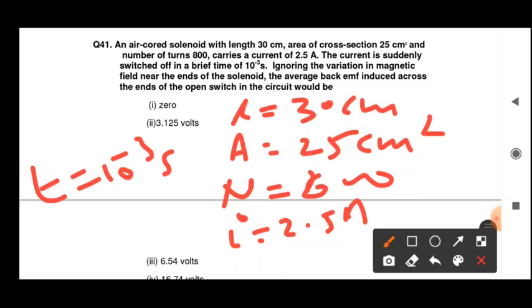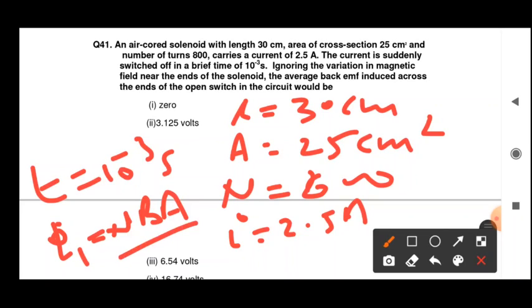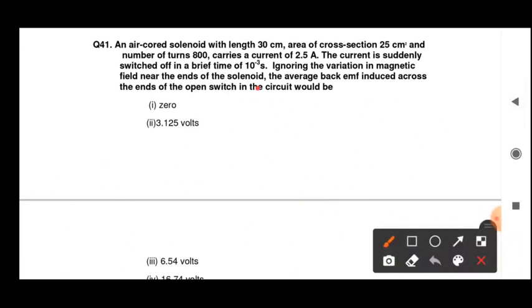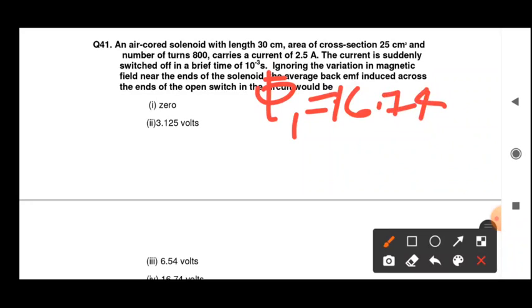So the initial flux, suppose that is phi 1, is equal to NBA, where N is the number of turns and B is the magnetic field. In the case of a solenoid, the magnetic field is given by mu 0 N I by L. So you can use the formula here to find out the value of flux. Then phi 1 can be obtained as, I am directly writing the value, just solve that by yourself. This is 10 power minus 3 Weber.